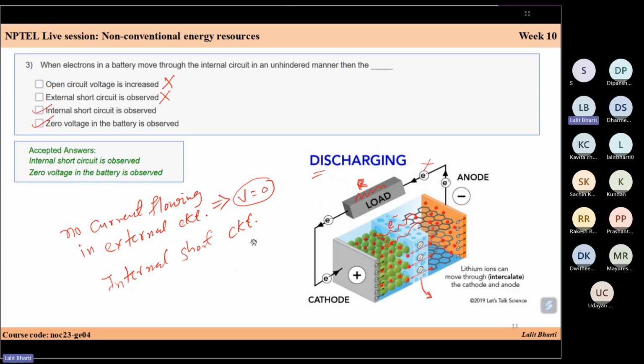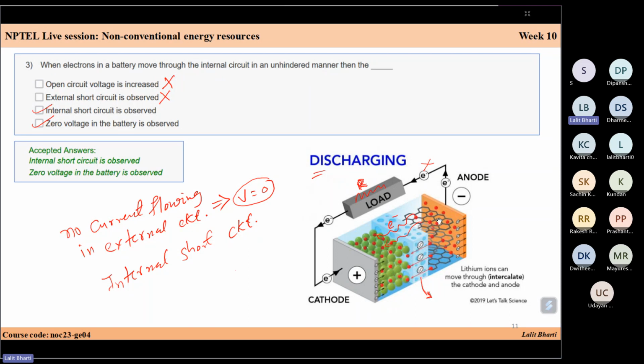Then we have the third question. It says, when electrons in a battery move through the internal circuit in an unhindered manner, then the open circuit voltage is increased, external short circuit is observed, internal short circuit is observed, zero voltage in the battery is observed. So let us imagine the condition.